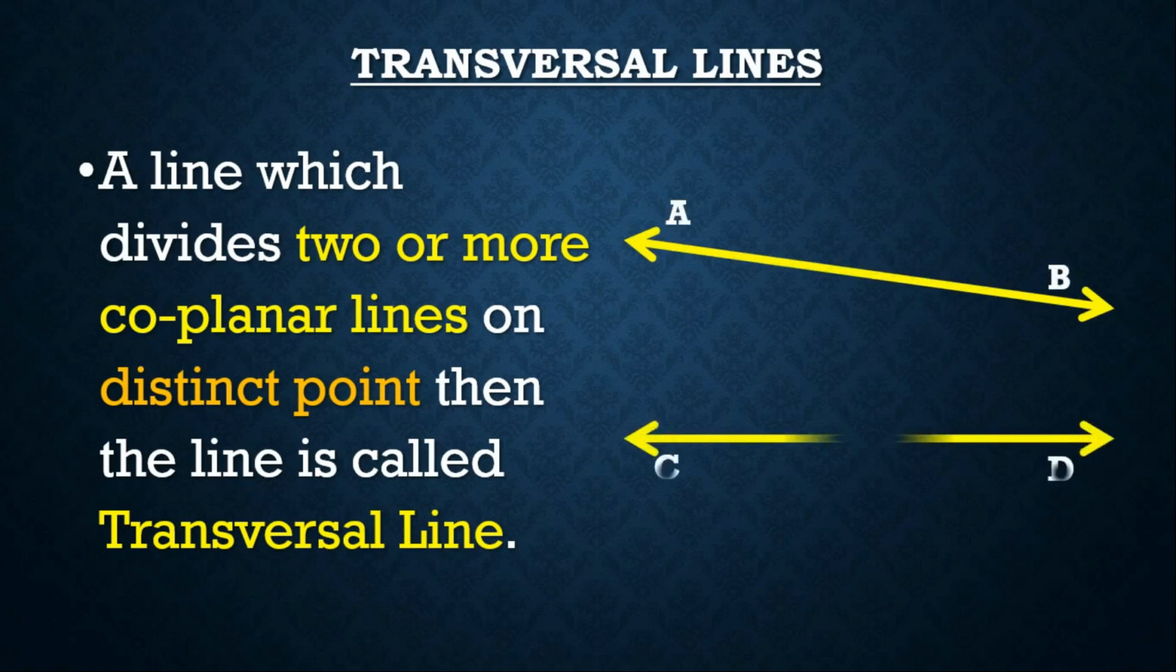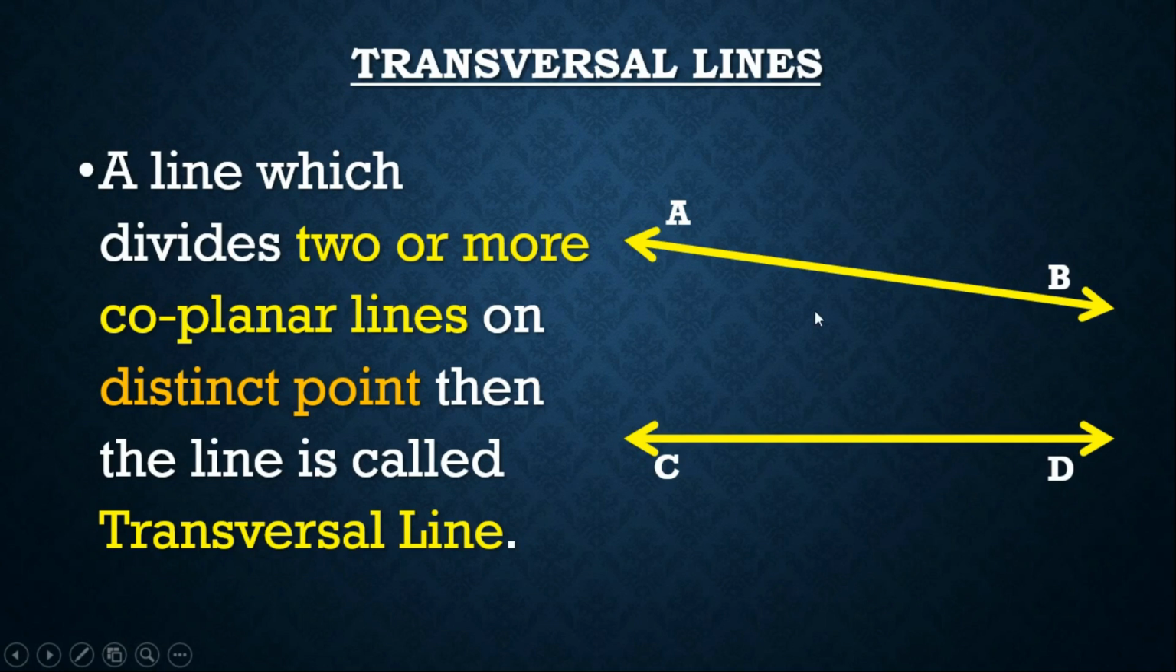So here is one line AB and here is the second line CD. So these lines AB and CD are known as coplanar lines. Why are they called coplanar lines? Yes, because line AB and line CD are drawn on a plane, and hence these two lines are known as coplanar lines. Now a line which divides two or more, so the two coplanar lines.